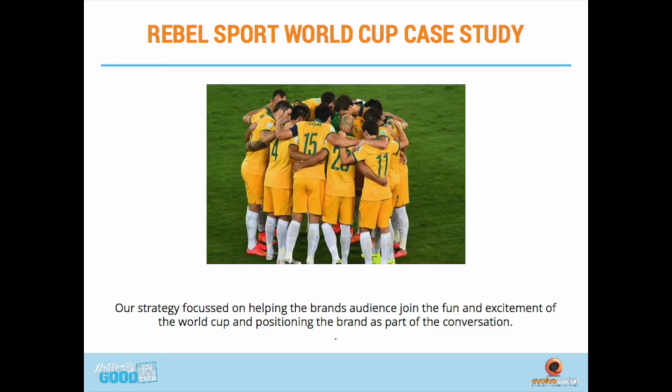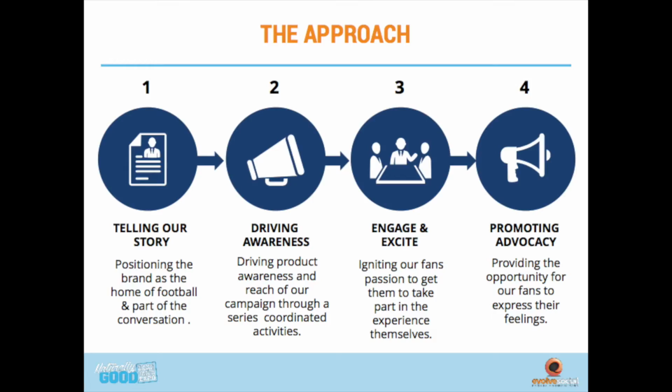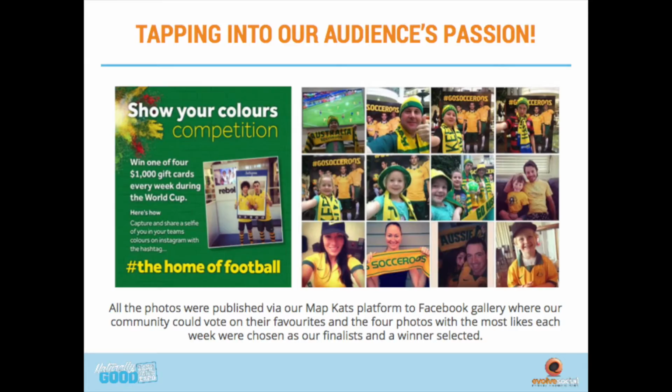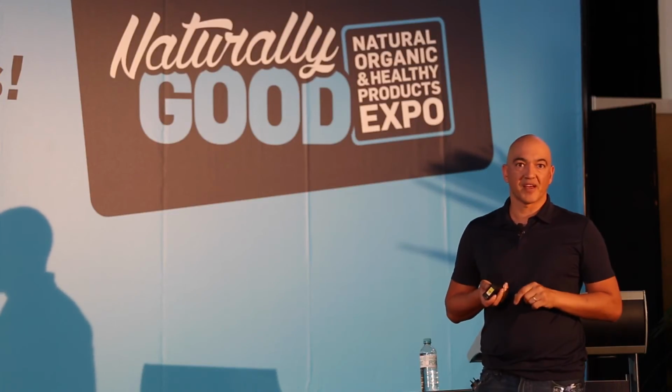So I'll run you through an example really quickly, as I think we're running out of time. We did it for Rebel Sport. The whole idea of this particular campaign was to get people involved in the excitement of the World Cup. So what we did is tell the story, we got the awareness out there through ads, we wanted to engage and excite them and give them a reason to express themselves through a competition. So what we came up with was a show your colours competition. We wanted to tap into their excitement and their passion around the World Cup by going in store and buying their team's colours and then posting a selfie of them online. What we did then was we published all of the photos to a gallery on our Facebook page with the Mapcats tool, and then we got people to vote on which they thought was the best one.